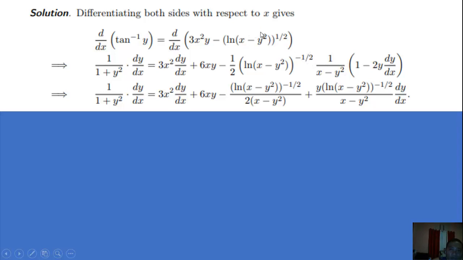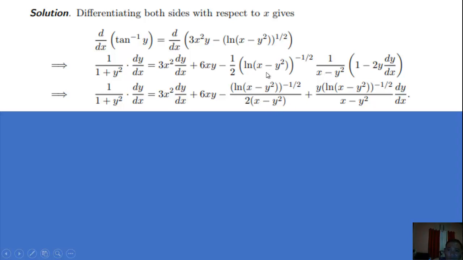And then ito dito times the derivative na sa loob. Ang derivative na nasa loob ay 1 over x minus y squared. Derivative of x is 1. Derivative of y squared is 2y dy dx. Then, distribute, then you have this. Okay. So, ang mangyayari, ang lahat ng dy dx dito, got dy dx, and then, i-distribute ito. Okay. So, this is ln of x minus y squared raised to the power of negative 1/2, and then over 2 x minus y squared.